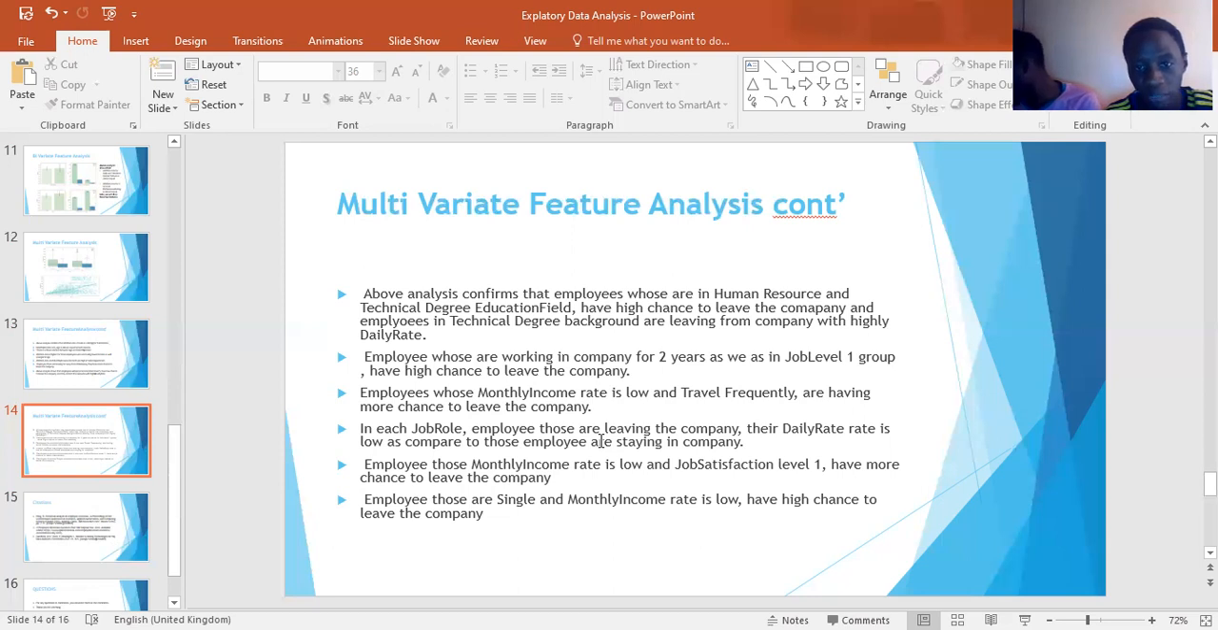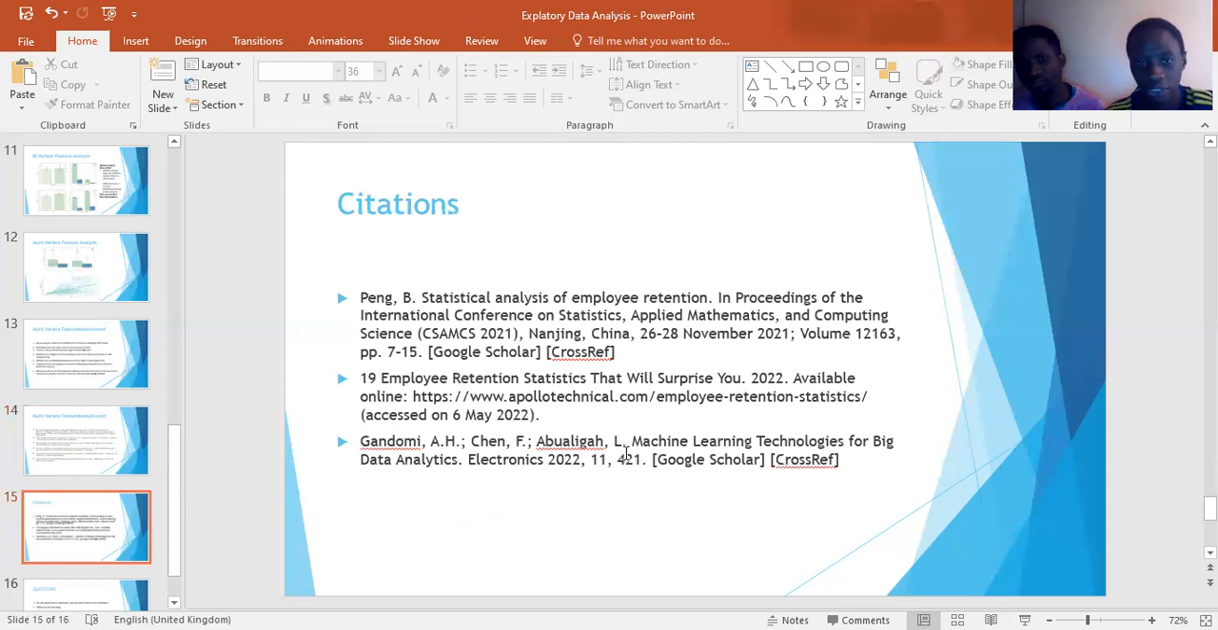Employees whose monthly income is low and who travel frequently have more chances to leave the company. In each job role, employees who leave the company have a lower daily rate compared to those who are staying at the company. Employees whose monthly income is low and job satisfaction level is 1 have more chances to leave the company. And finally, we concluded that employees who are single and have a low monthly income have a high chance to leave the company.